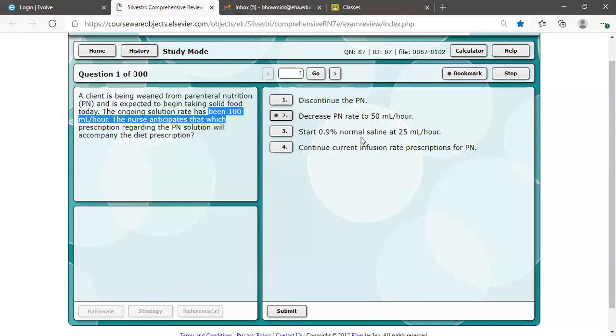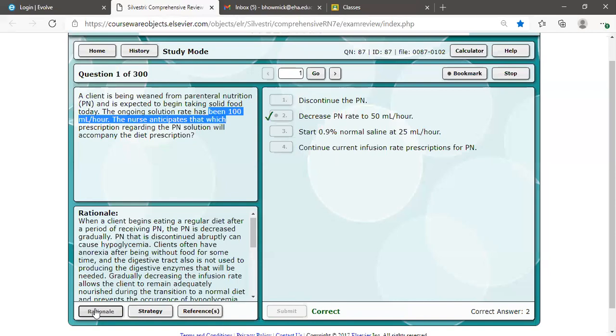Start the normal saline solution: why would you suddenly start normal saline? The patient already has one channel, parenteral nutrition. Continue the current infusion: no, we do not, because we are observing how the body responds, right? So the best option is to reduce rather than suddenly stop, gradually withdraw. What is the rationale? When a client begins eating a regular diet after a period of receiving parenteral nutrition, the PN is decreased gradually. So this is the note we learn, my friend.